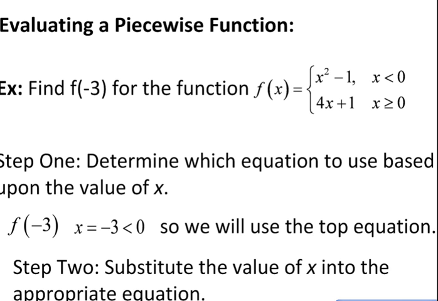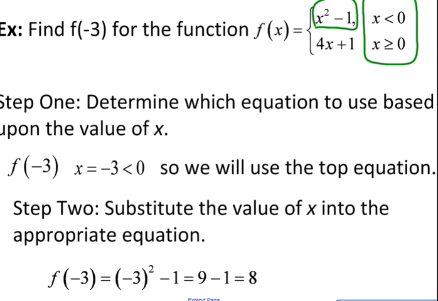First step, when you're given f of some number, and in this case it's f of negative 3, you want to take a look at this boundary or these boxes. If negative 3 is less than 0, which it is, then you use this equation to evaluate. So you plug in negative 3 into the equation, and what you get is 8. f of negative 3 is equal to 8.